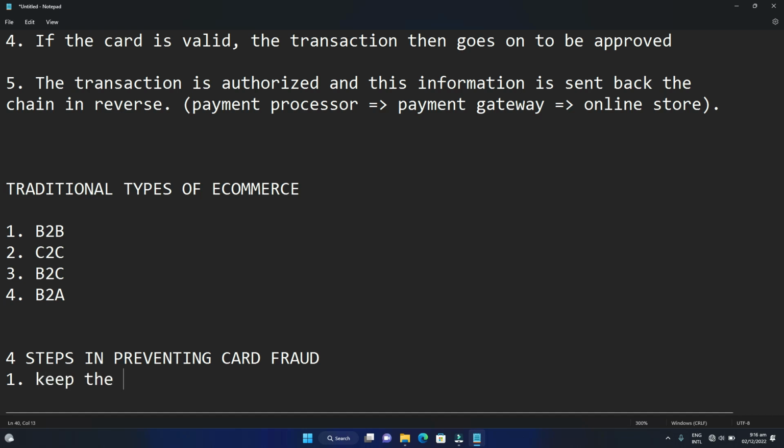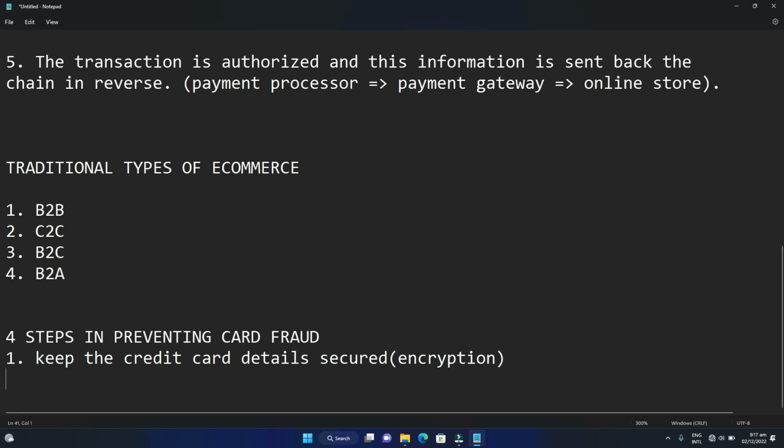So keep the login details secured. Or you can also say keep the credit card details or payment details secured. Let's go with the credit card details, because payment details can be like transaction details and things. So keep the credit card details secured. I'll put encryption in quotes so that in case you forget, you will remember the word encryption.